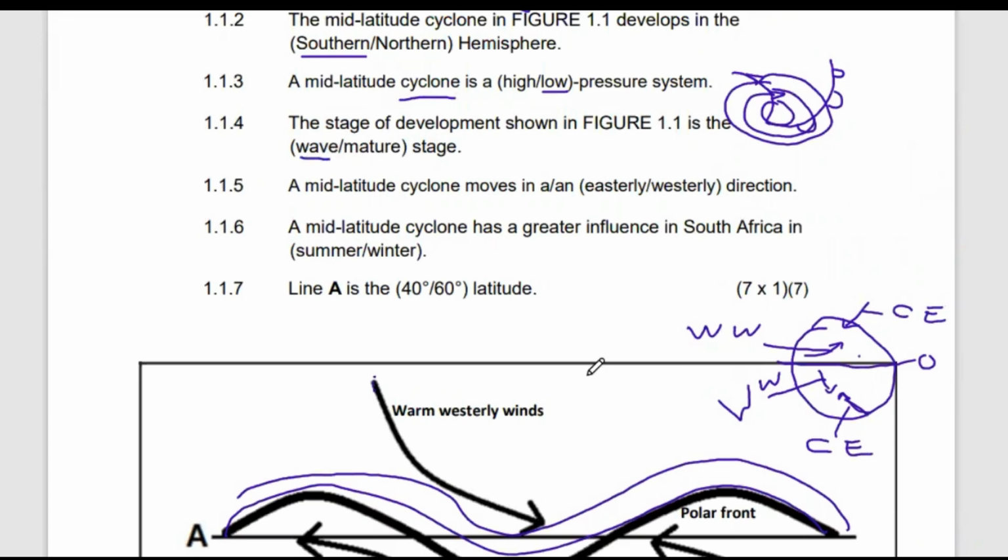Question 1.1.5 says a mid-latitude cyclone moves in an easterly or westerly direction. Now, this question talks about the movement, and we all understand that movement refers to moving from one point to another point. In most cases, learners confuse movement with rotation. Rotation is spiraling around, but movement means you are moving, for example, from Pretoria going to Johannesburg, or from Johannesburg to Cape Town.